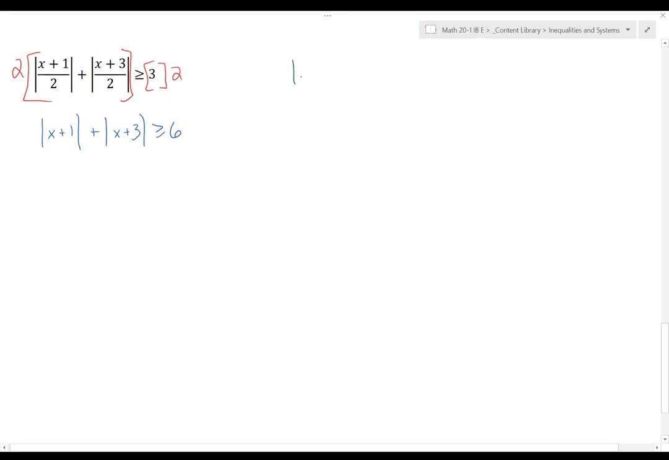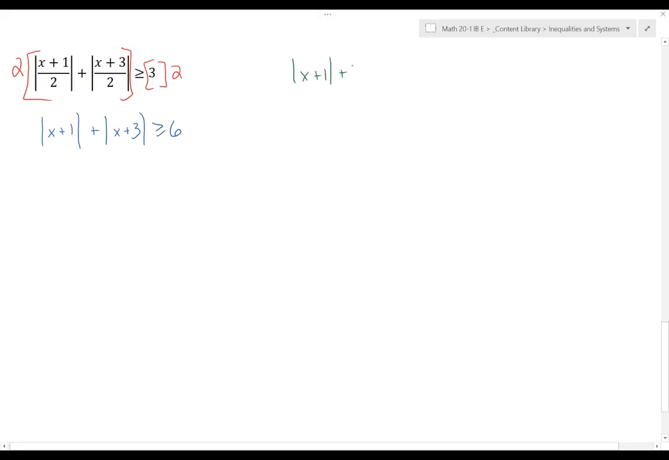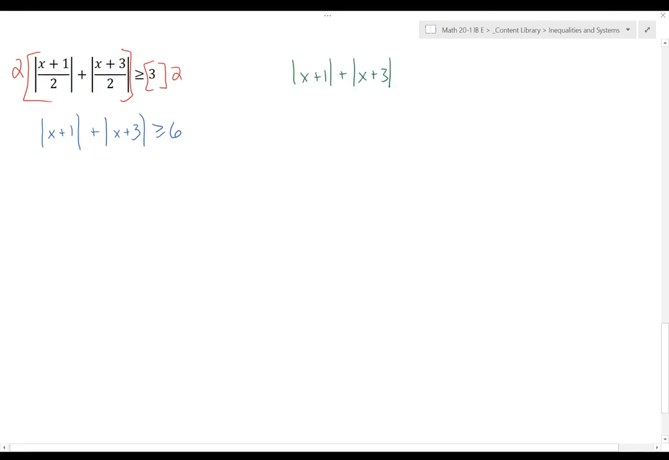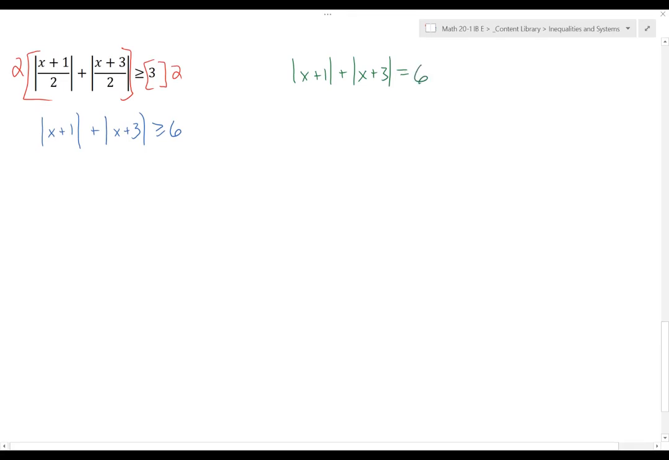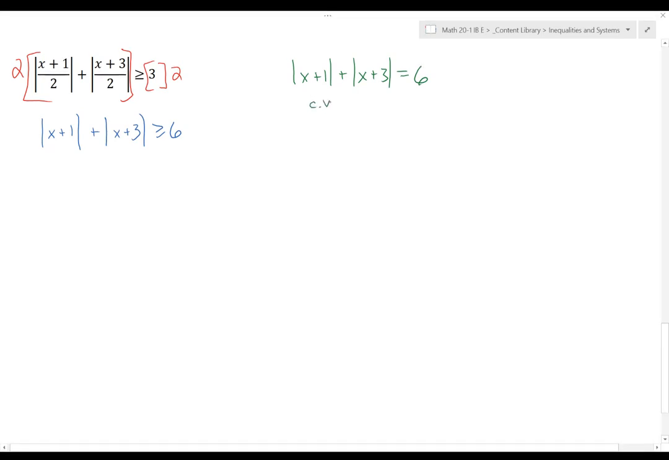So now when I solve my equation, absolute value of x plus 1 plus the absolute value of x plus 3 equals 6, solutions to this equation will also be solutions to that inequality because I have greater than or equal to. I've got critical values at x equals -1 and x equals -3. So that's going to give me 3 different equations as usual.